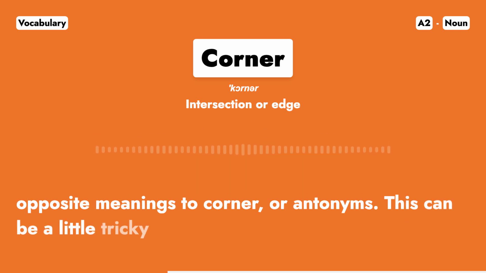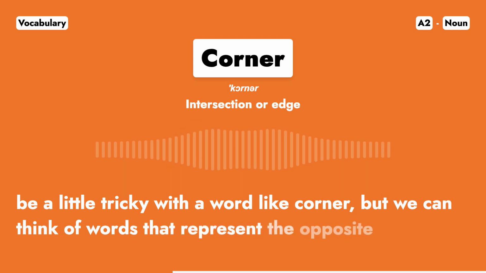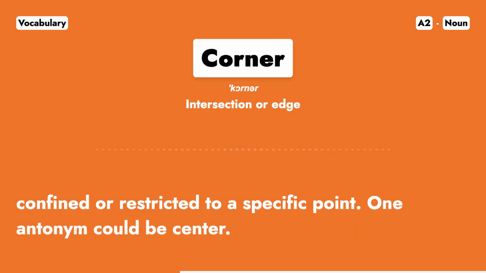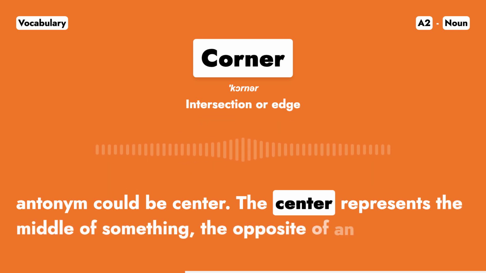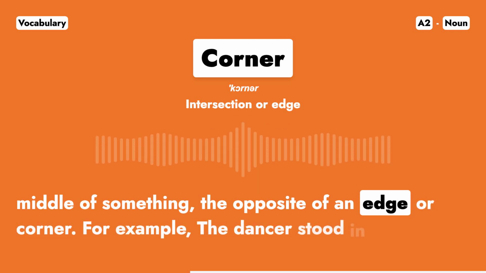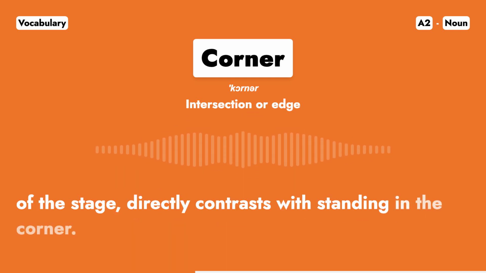Now, let's flip the script and look at words that have opposite meanings to corner, or antonyms. This can be a little tricky with a word like corner, but we can think of words that represent the opposite of being confined or restricted to a specific point. One antonym could be center. The center represents the middle of something, the opposite of an edge or corner. For example, the dancer stood in the center of the stage, directly contrasts with standing in the corner.